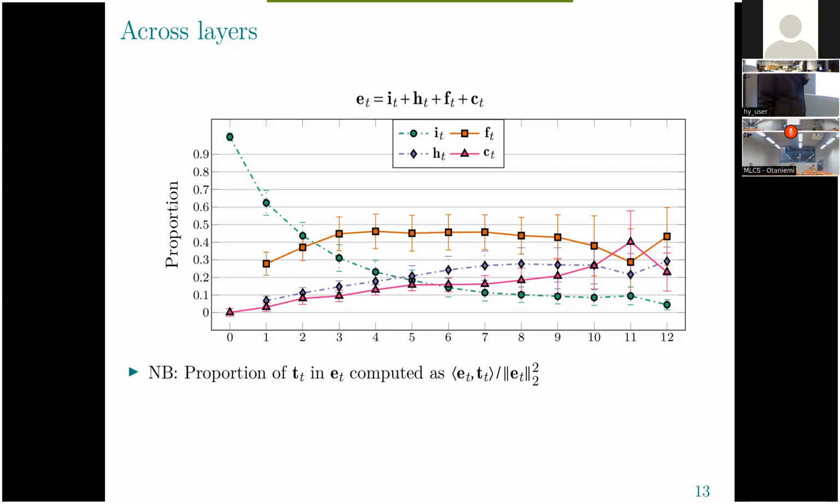And each different line will correspond to a different term of the equation, and we can graph how exactly it evolves. So for instance, the green dash-dotted line here is your input trace, which you see clearly going down.